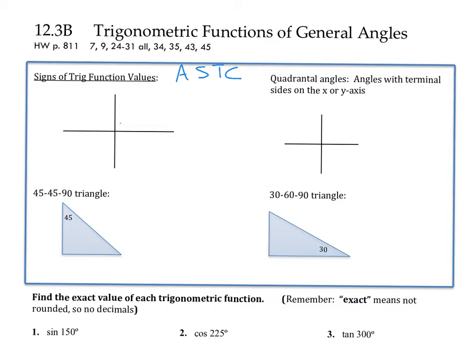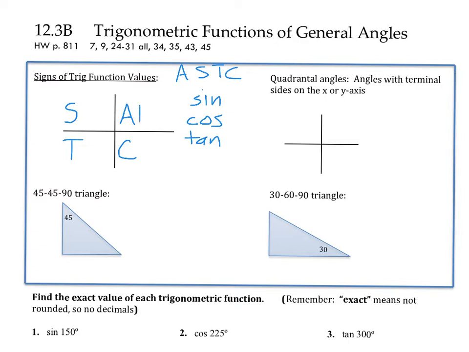So in quadrant 1, put an A. In quadrant 2, that's S. Quadrant 3, you put a T. In quadrant 4, you put a C. Alright, so this tells you, out of sine, cosine, and tangent, which ones are positive.